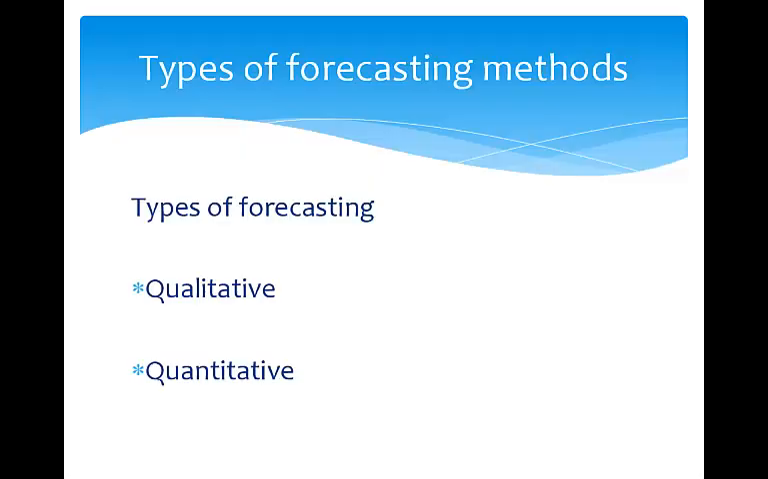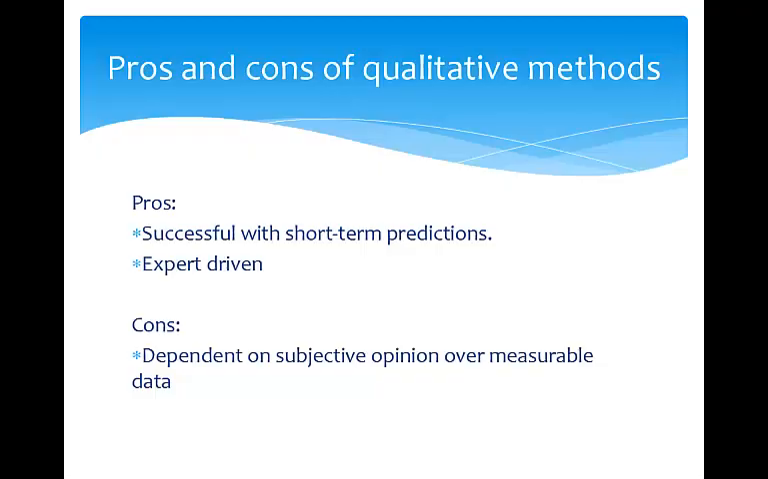As you may already know, data can be generally classified into two broad categories, namely quantitative and qualitative. Likewise, forecast techniques can also be generally categorized as quantitative or qualitative. The qualitative methods have generally been successful with short-term predictions, where the scope of the forecast is limited. Most of the qualitative forecast methods are expert-driven.